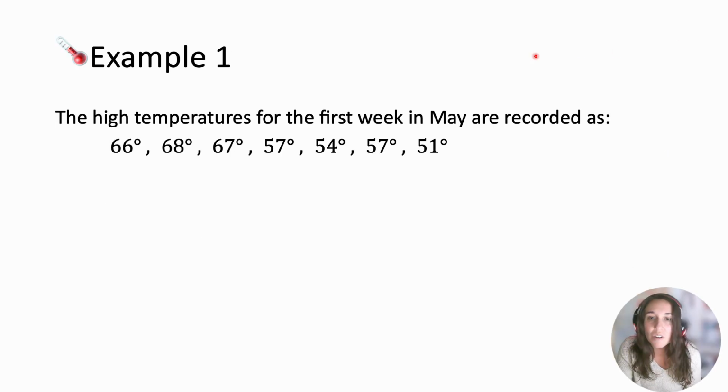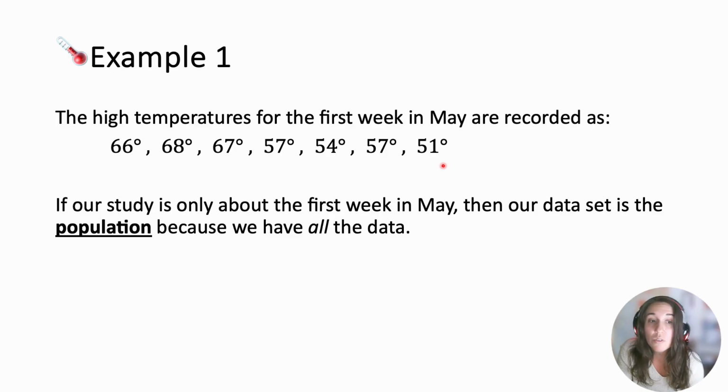Okay, here's our first example with high temperatures in May. We've got them listed. High temperatures for the first week in May are recorded as 66 degrees, 68 degrees, 67 degrees, 57 degrees, 54 degrees, 57 degrees, and 51 degrees. First things first, if our study is only about the first week in May, that's really the only thing we care about, then our data set here is the population, because we have all of it. We have every single high temperature from that first week in May, right?